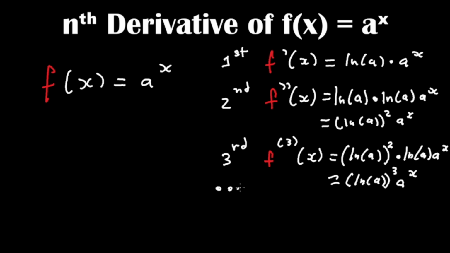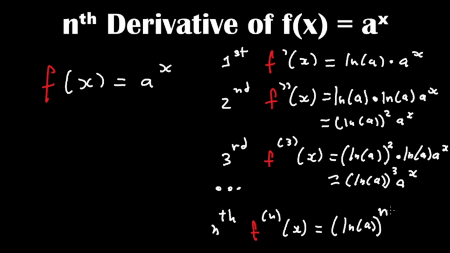So it seems like what our pattern is showing us is that the nth derivative of f of x equals a to the x is going to be natural log of a to the nth power multiplied by a to the x. So that is what our pattern is showing us. So our final answer is natural log a to the nth power multiplied by a to the x.